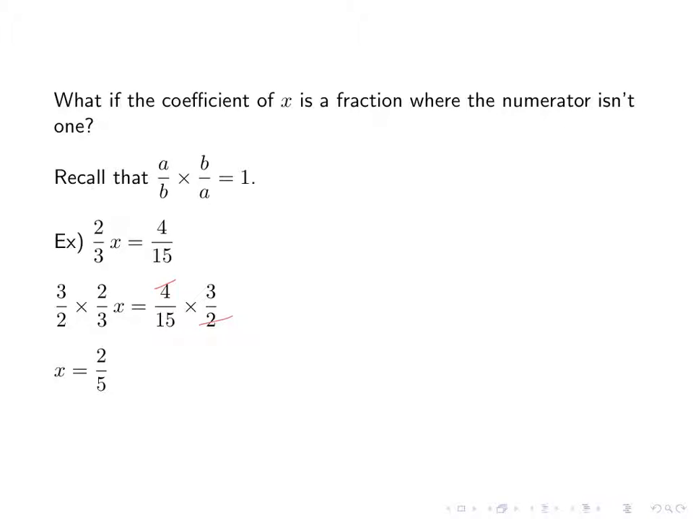So if I cancel a 2, I'm left with a 2 on top. And I can cancel a 3 and I'm left with 5 on the bottom. So we have x equals 2/5. Don't forget that when you multiply fractions, it's always faster to simplify before you multiply.